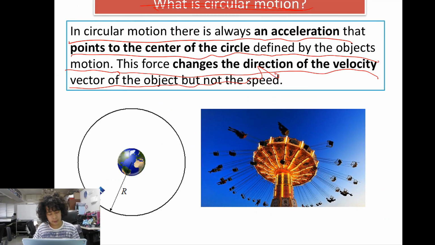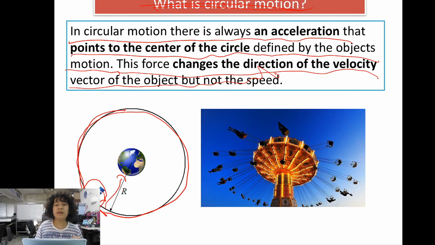Like when there's a satellite here, it's always moving at a constant speed, but there is acceleration pointing to the center because the direction is changing. And remember that velocity is a vector quantity.